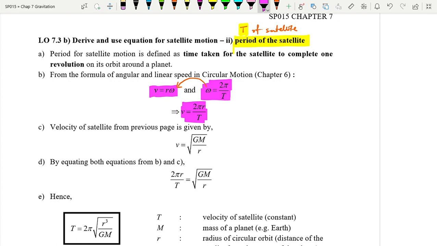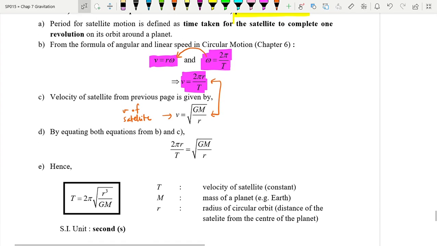This is the linear velocity of the satellite. We can just equate these two velocities that we got on the previous page, where V is the velocity of the satellite. Don't confuse it with escape velocity. Now we are discussing the velocity of the satellite. So by equating these two formulas and rearranging, our aim is to get capital T, which means the time taken for the satellite to make one complete revolution.